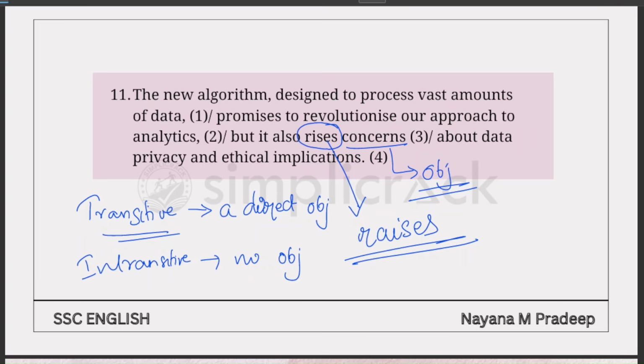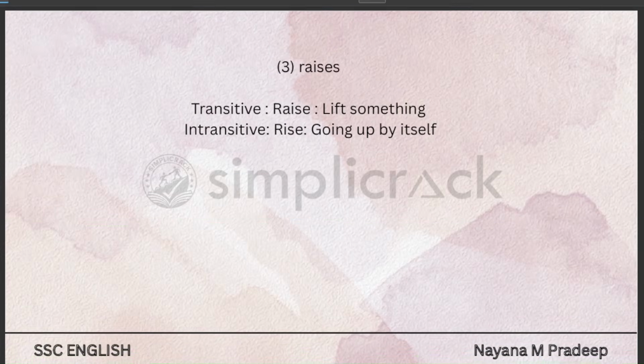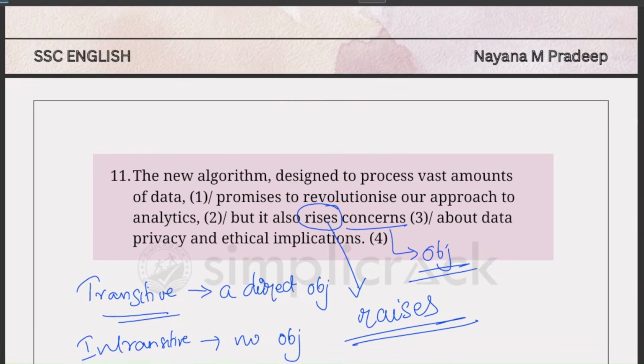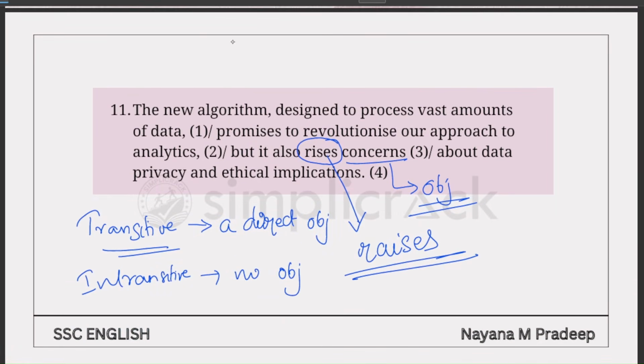So you have similar pairs of transitive and intransitive verbs, which are often asked in your exam. We'll take a look at these verbs. First is rise and raise. Raise means to lift something up, so there is a need for an object. That is why we have used raise here, because here we have the object concerns, and therefore the verb that comes before it should be a transitive verb.